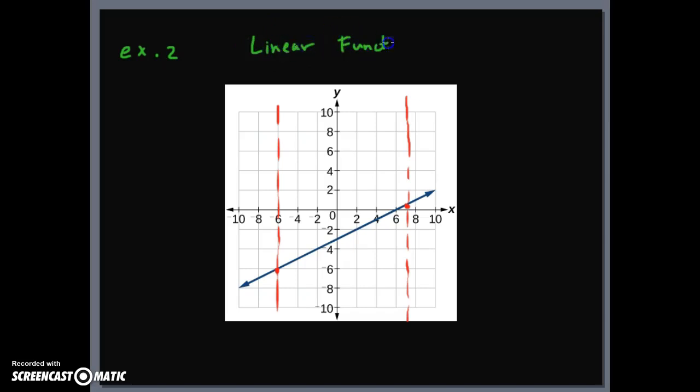And you've seen linear functions before. This is the most common type of function that you'll see in algebra. So this is a linear function.